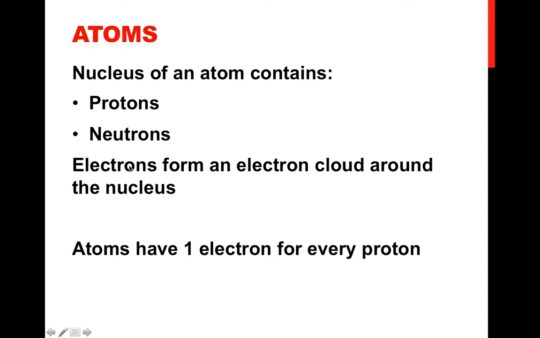So electrons, let me ask you this. Electrons, or the electron cloud, what's its overall charge? Since electrons are negative, the electron cloud is then negative as well. Atoms, what's the overall charge of an atom? If the nucleus is positive and the electron cloud is negative, and for every electron you have a proton, the overall charge of an atom is no charge.